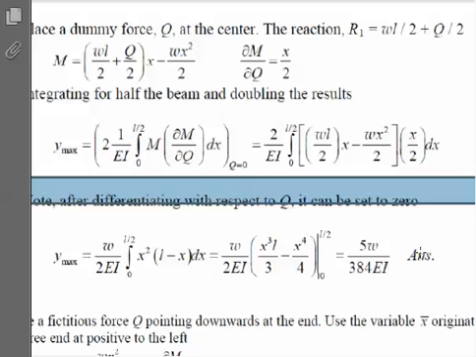And I think he just left it off. I think there's a typo here. There should be a WL to the fourth right here. Oops. Okay. There's problem 4-65.